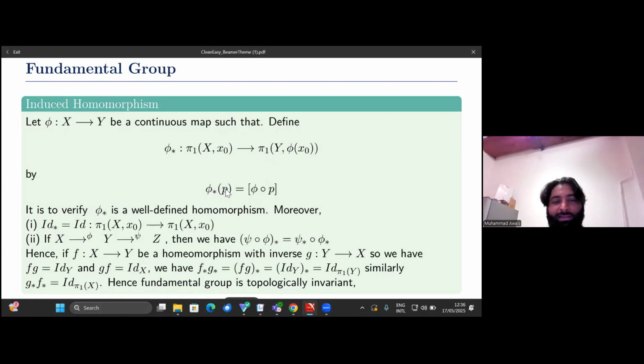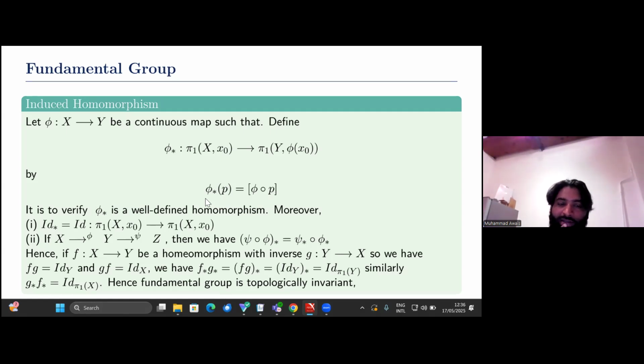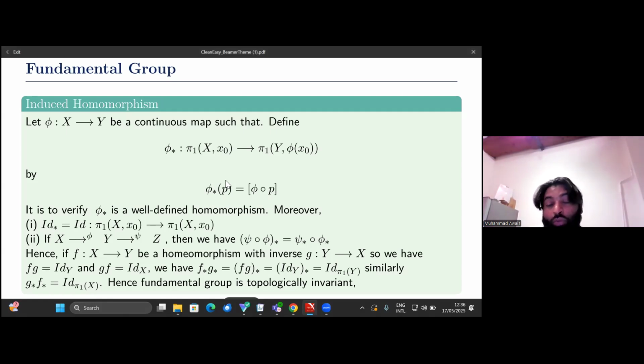One can see easily that if I have a loop based at x naught, then phi composed with p will be a loop based at phi of x naught. Actually, there is a bracket here, since I'm considering equivalence classes. There are some mental exercises to prove this push forward is well defined. One also has to prove it's a group homomorphism, which is not very difficult.